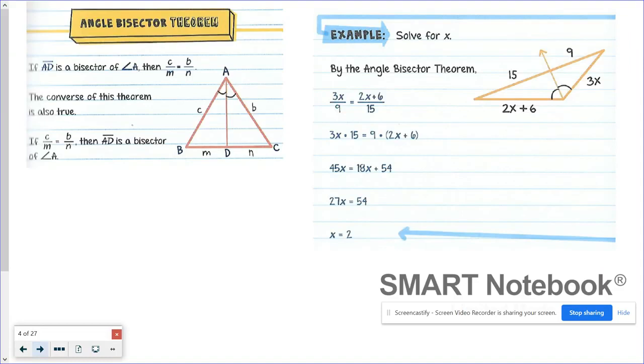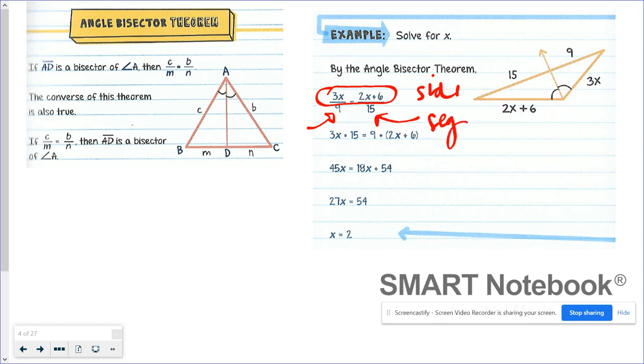And so here we have an example. They created, so their proportion, notice what do they have on top? 3x and 2x plus 6. Those are both the sides. So they have sides on top. And on the bottom, the 9 and the 15, those are the segments.